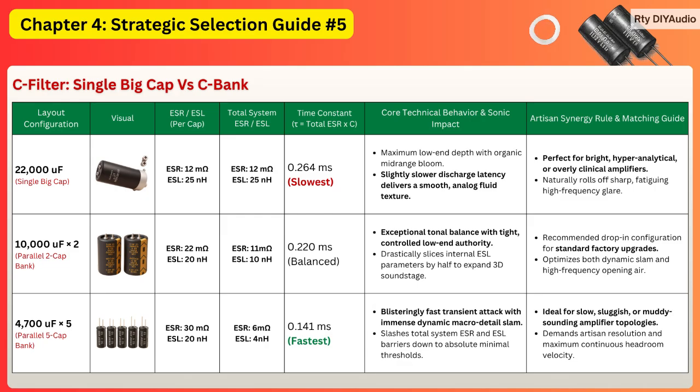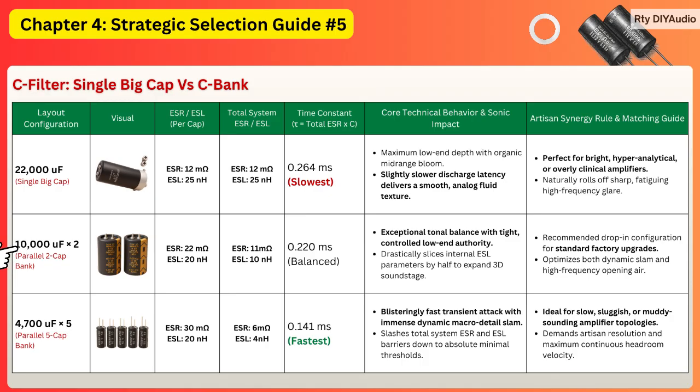Look at Part 5. Let's settle the ultimate power supply debate: a single big capacitor versus a parallel capacitor bank. The governing physics here is tau, your circuit's time constant, which equals total system ESR multiplied by capacitance. A single 22,000 microfarad cap brings a native ESR of 12 milliohms and 25 nanohenries of ESL, yielding the slowest time constant of 0.264 milliseconds. This configuration rolls off sharp high-frequency glare and delivers a maximum low-end depth with organic analog fluid weight.